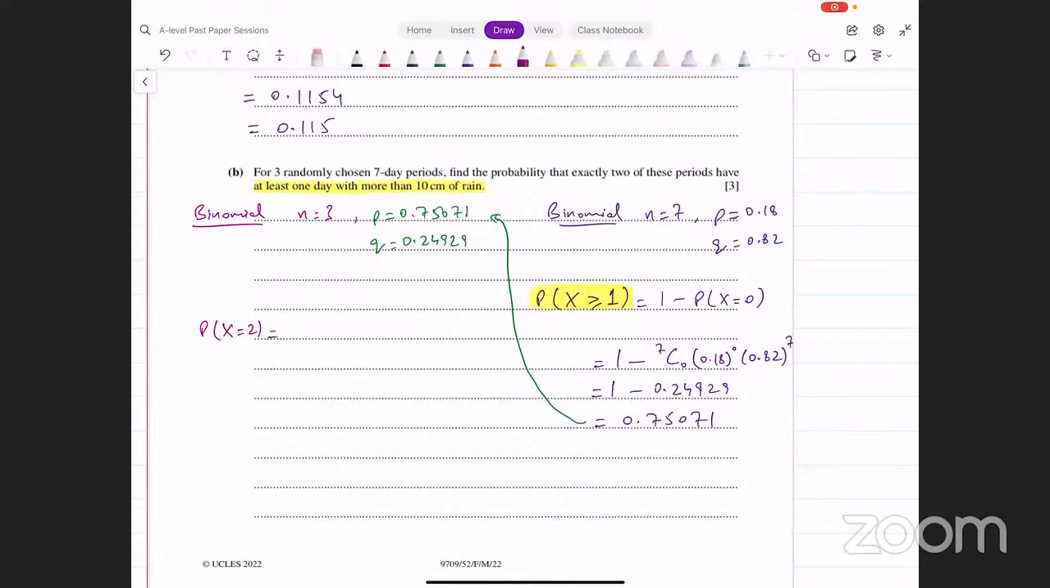ये आप कैलकुलेट कर लें। n की वैल्यू यहाँ पे 3 है, into 3c2 into probability of success raised to power 2, 0.75071 raised to power 2 into 0.24929 raised to power 1. We evaluate this, and this is going to give us our result. 3 into 0.75071 squared into 0.24929. And I'm getting 0.4215, or in fact 0.42147.